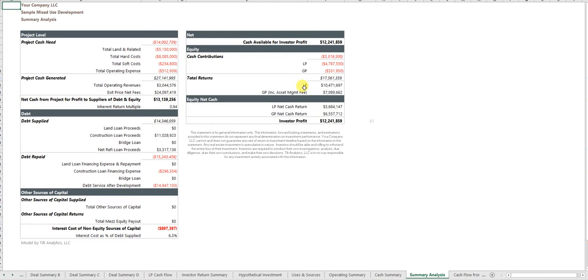There's a summary analysis. The logic here is that from the inherent returns of the project, you need to provide the providers of debt and equity profit for their investment. And so that is broken out on this sheet. You'll also notice that several of the sheets have a disclaimer here. This disclaimer will have your company name in it and is a protection against liability to some extent.